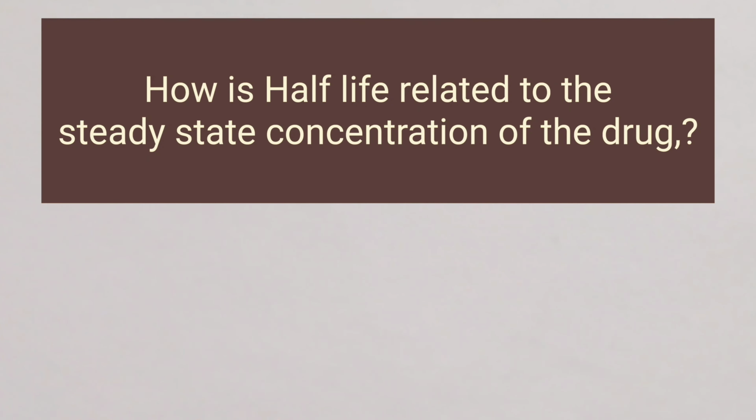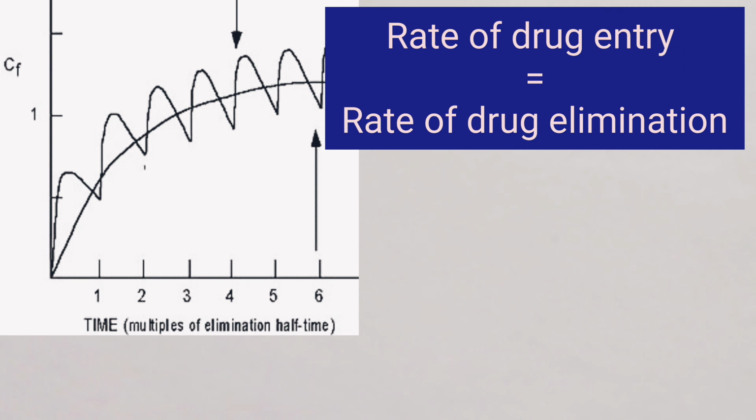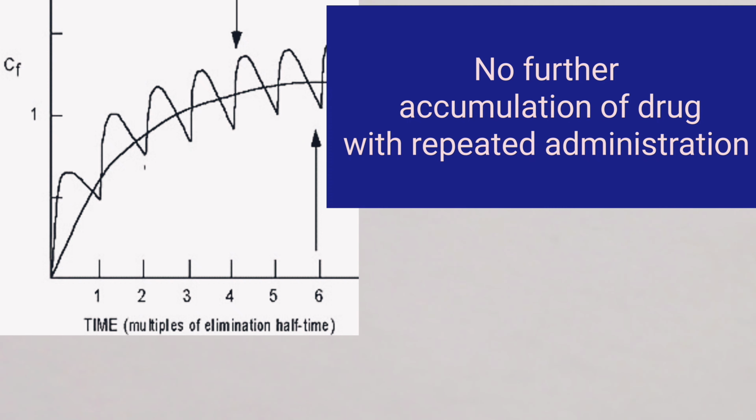How is half-life related to the steady-state plasma concentration of the drug? When a constant dose of a drug is administered at regular intervals, a steady-state concentration is achieved after 4 to 5 half-lives. Up to 5th half-life, the plasma concentration keeps on increasing, but thereafter it reaches a steady state level, that is a plateau level, where the rate of drug entry is equal to rate of drug elimination. So this is a state at which there is no further accumulation of the drug with repeated administration.